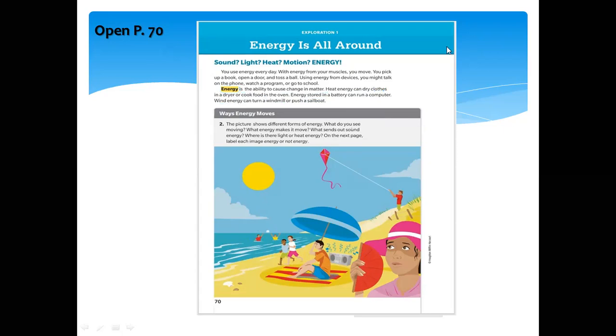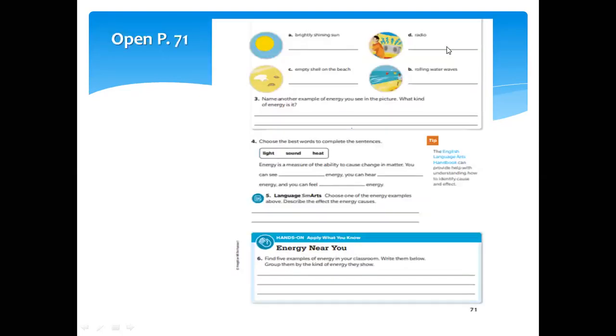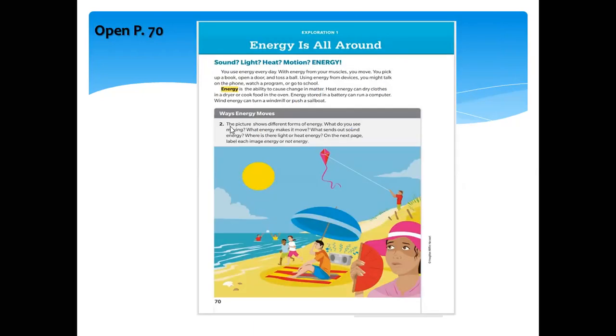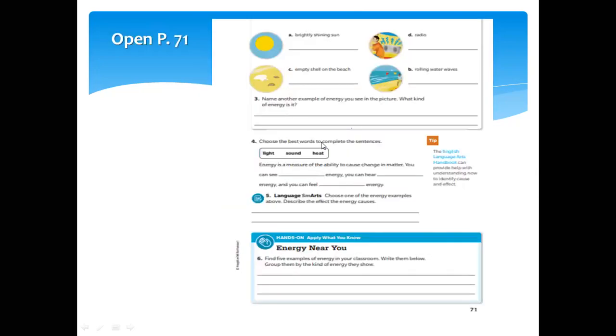When we move to page 71 and we answer it in class, here we should write if those are forms of energy or no. As mentioned in this part, the pictures show different forms of energy. What do you see moving? What energy makes it move? What sends out sound energy? Where is there light or heat energy? On the next page, label each image energy or no energy. Those are what we should label it, energy or no energy.